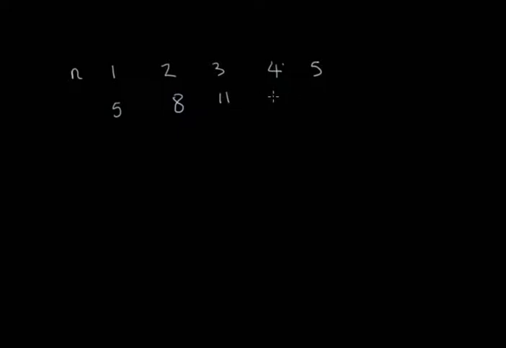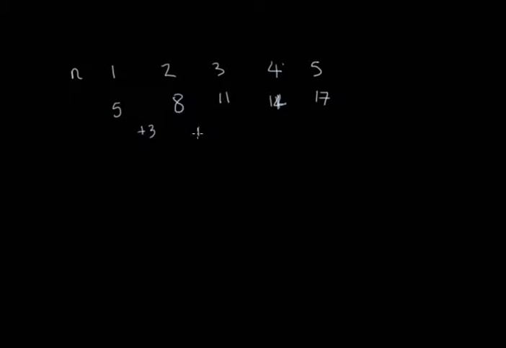5, 8, 11, 14, and 17. So let's see, what is the difference? When we've got a sequence like this, they don't look like the terms of any times table. Some are odd, some are even. So what we would do is, what's the difference between 8 and 5? So 5 add 3 is 8.